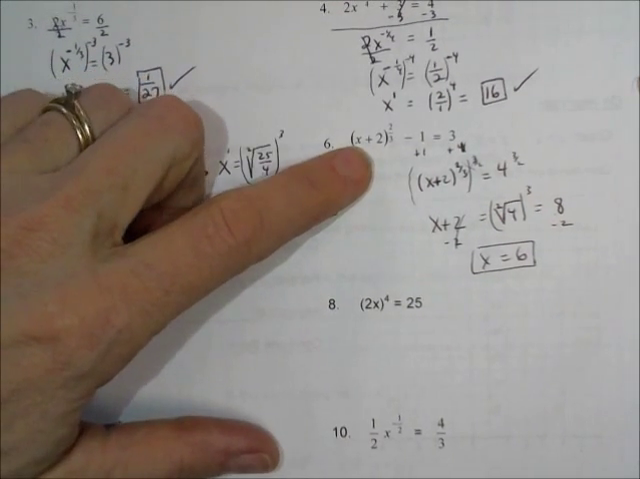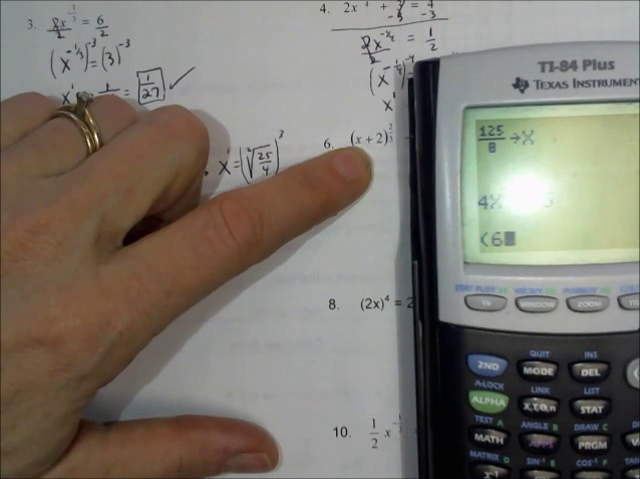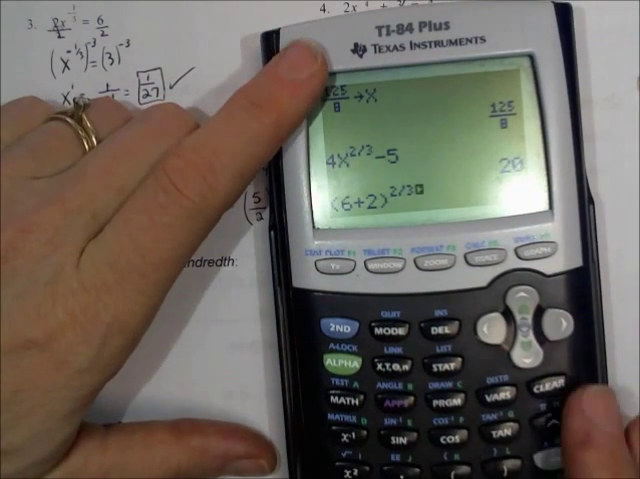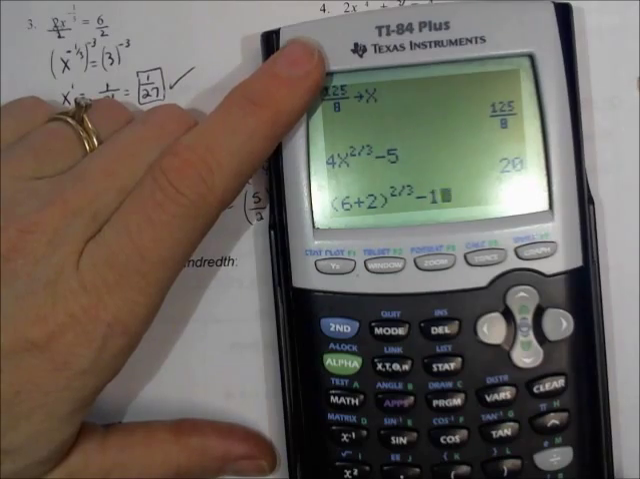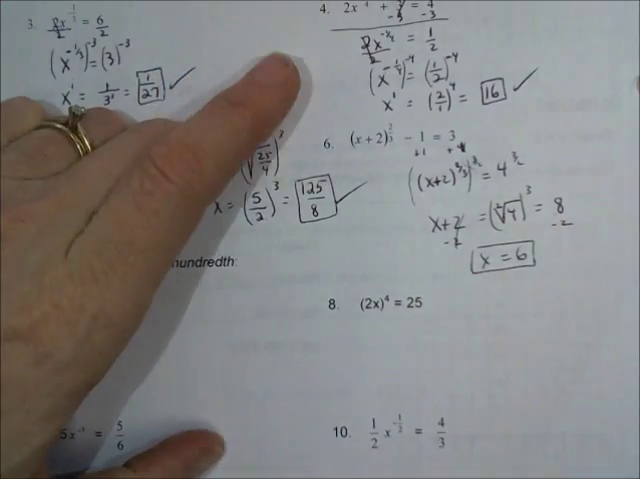And now let's see if that checks. Does 6 plus 2 raised up to the power of 2/3 minus 1 equal 3? And it does, so I've checked my answer.